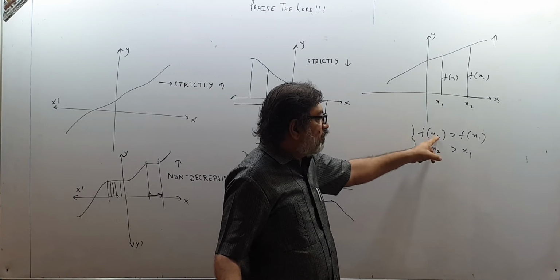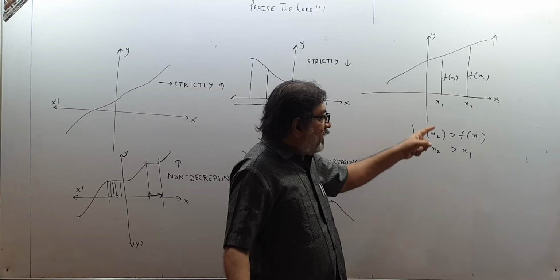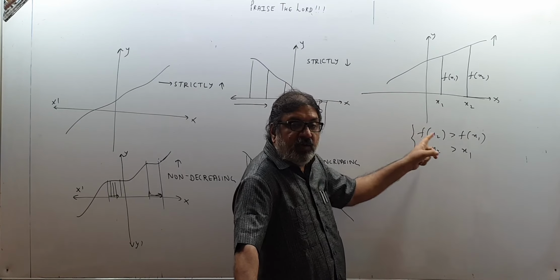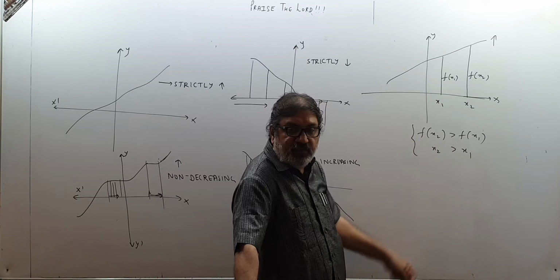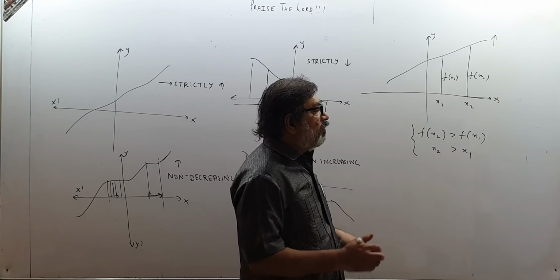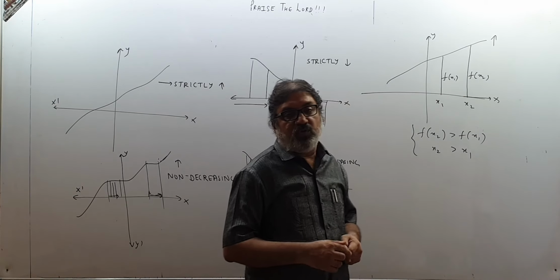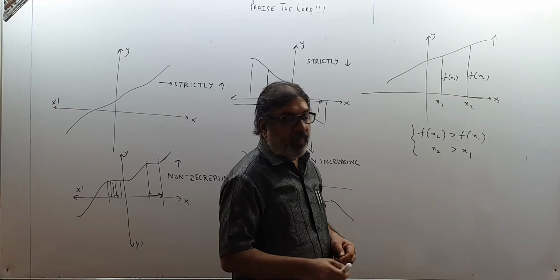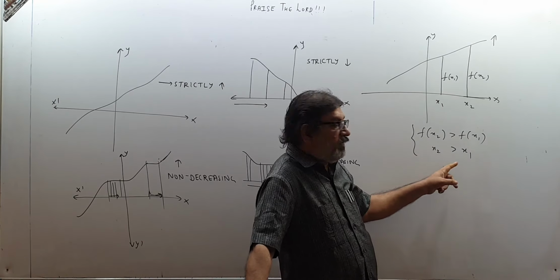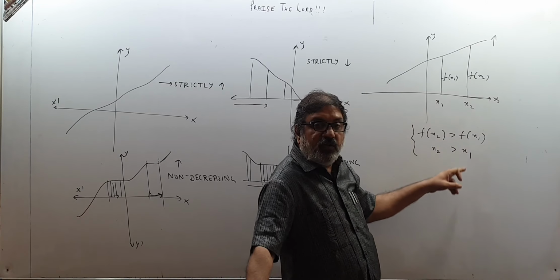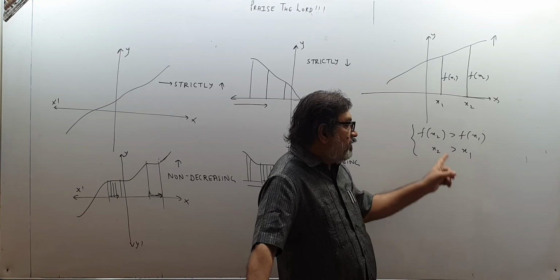I can go from here to here or from here to here. So when I go from here to here, I am removing the function, and when I go from here to here, I am applying the function. So fx2 more than fx1 means x2 more than x1. So in case of increasing function, when I remove the function, inequality sign will not change. If I apply the function, then also inequality sign will not change between x2 and x1.